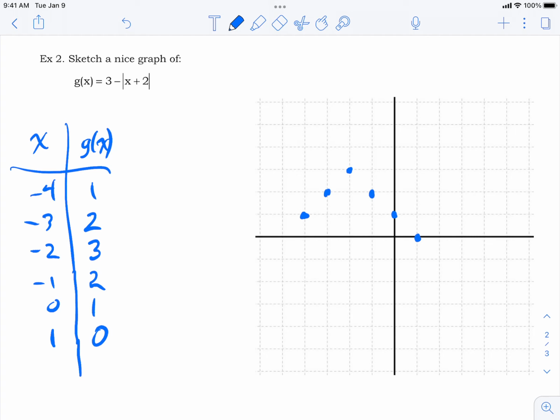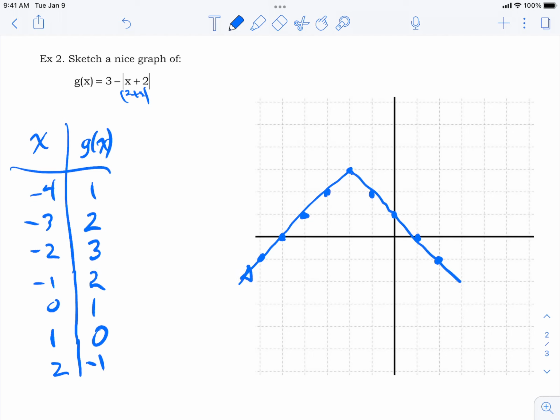And I think you can see what's going to happen here. These look pretty straight, right? It's going to be one of those upside down V shapes. If you want to prove it yourself, you can plug in 2. 2 plus 2 is 4. The absolute value of 4 is 4. 3 minus 4 is -1. So yep. And over here, I'll bet it's going to go like this. Okay, so anyway, it's doing this.